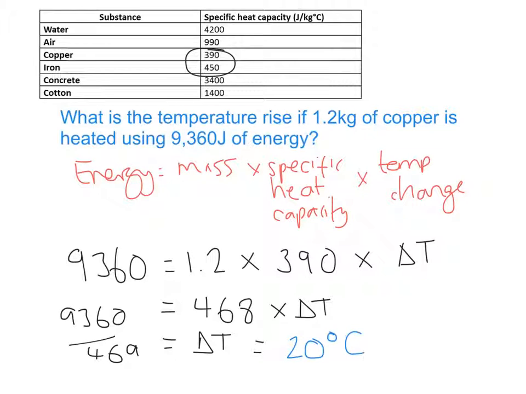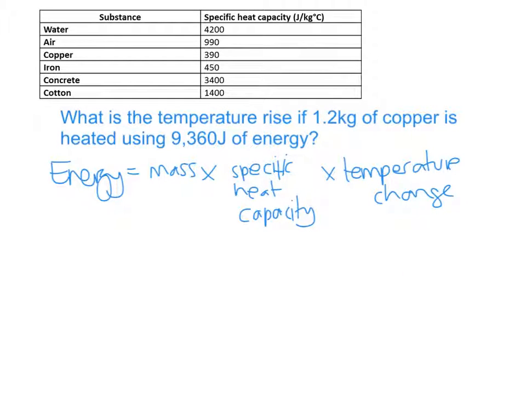That's one method. In the next method, I could use a formula triangle, but first I'll need to put this equation into such a formula triangle. Well, energy is on its own and all the rest are multiplied. So I put energy at the top of the triangle, and then the others will go underneath. So I'll have mass, and then specific heat capacity, and then temperature change.